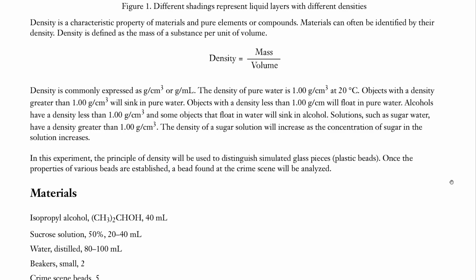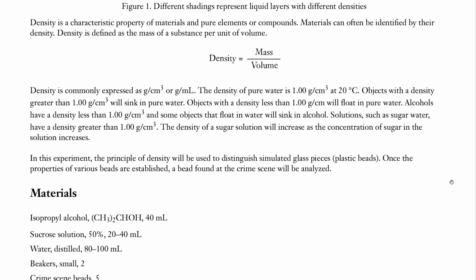Solutions such as sugar water have a density greater than 1.00 grams per centimeter cubed. The density of a sugar solution will increase as the concentration of sugar in the solution increases. If you have more sugar in the solution, it will become more dense, and more things will float in it. We're going to work with a 50% solution of sugar.